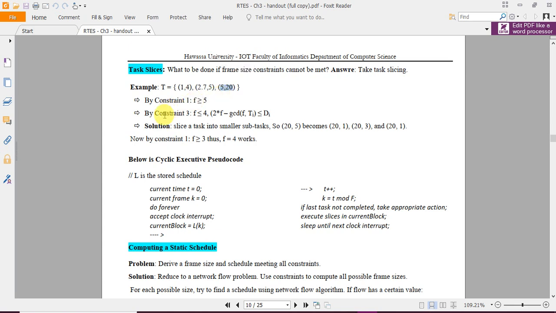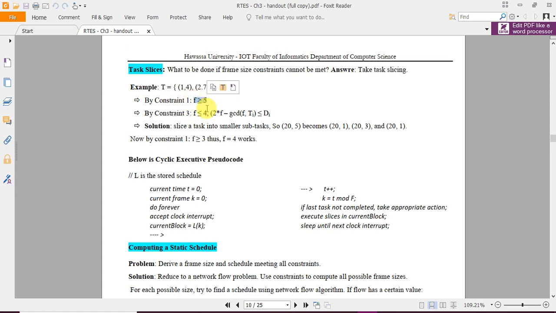And the next constraint is that there should be a complete frame between release and deadline, which is met through this formula: 2 times f minus GCD of f and Ti less than or equal to Di. Ti and Di are the same thing here. We take the smallest period, which is 4. So the selected frame size should be less than or equal to 4. You see here, f should be less than or equal to 4 according to constraint 3, and f should be greater than or equal to 5 according to constraint 1.